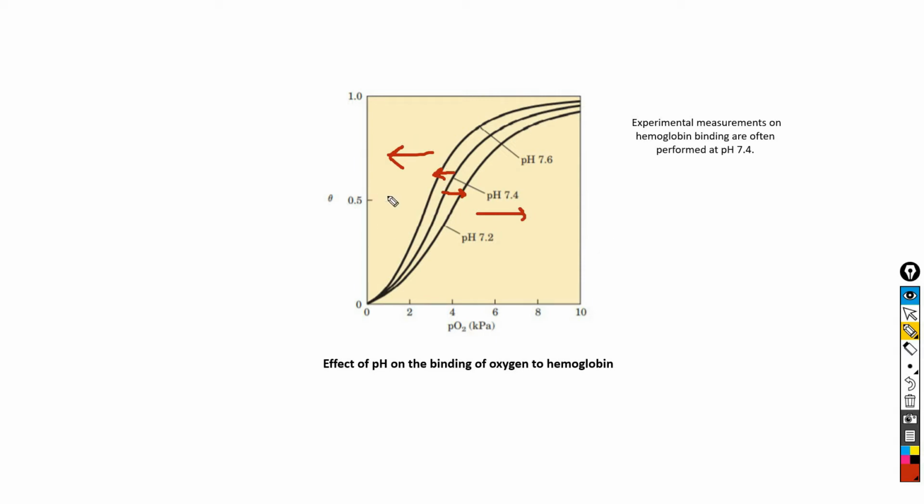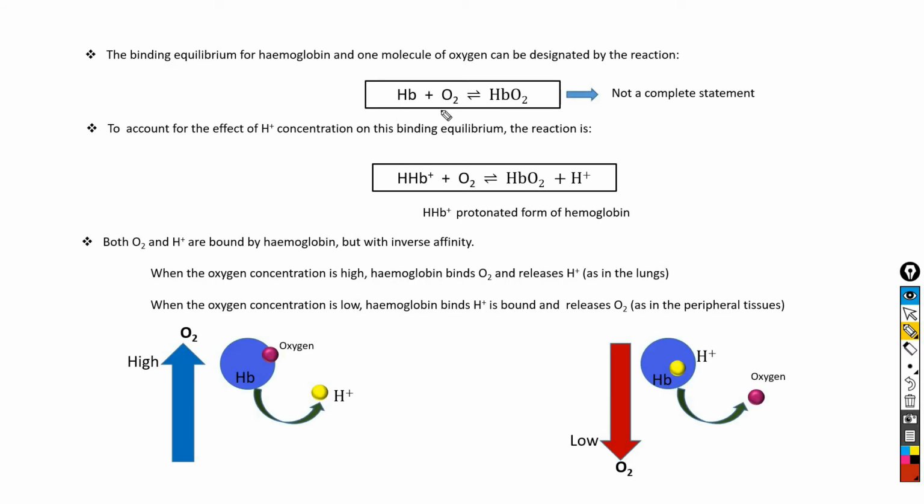But when pH increases from the normal value, the oxygen hemoglobin dissociation curve shifts to the left, and therefore the quantity of oxygen that binds with the hemoglobin is considerably increased, and thus allowing greater oxygen transport to the tissues, and this case is observed in the alveolar tissues in the lungs. The binding equilibrium for hemoglobin and one molecule of oxygen can be designated by this reaction, that is Hb plus O2 and HbO2 in a reversible reaction.